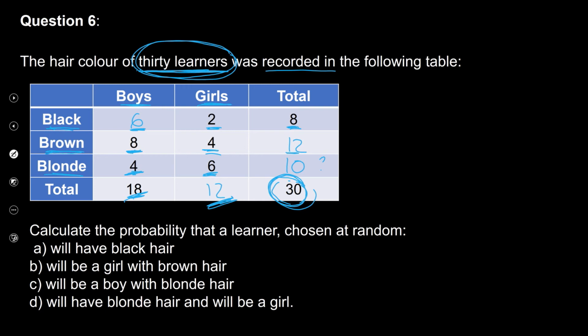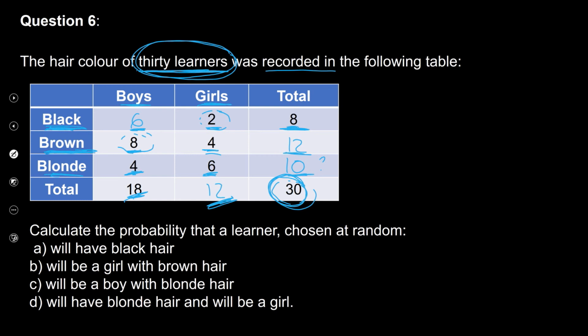What does it mean? How many with black hair? 8. How many with brown hair? 12. How many with blonde hair? 10. Are we together? Girls with black hair is 2. Boys with brown hair, 8. Are we together? That's how you read your table.